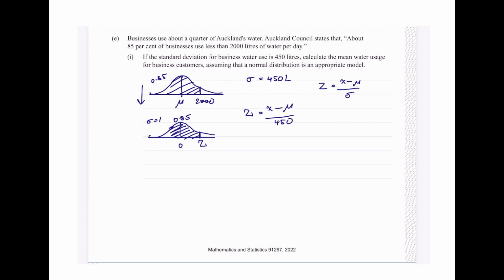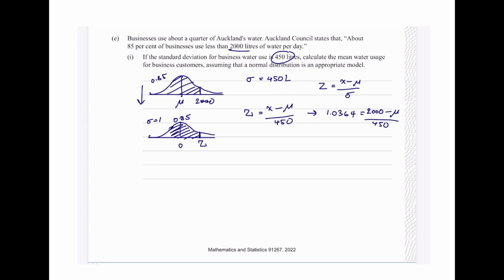So our value of Z is 1.0364, and that's going to equal, well, now we can replace the value of x with 2,000, because this is specifically for 2,000 litres of water per day, right? So 2,000 minus mu, divided by 450, because those are our question-specific values. So all we do is rearrange for mu, or rearrange for our mean.